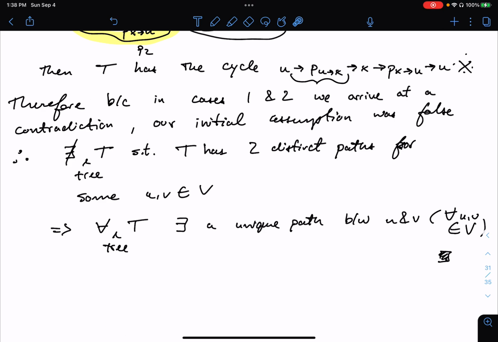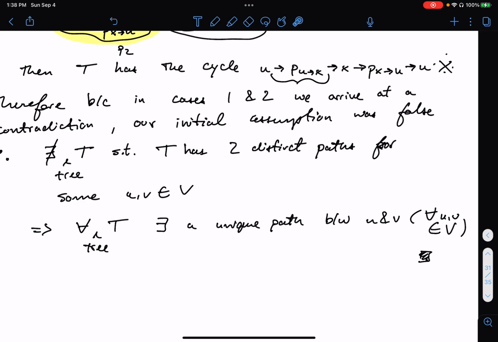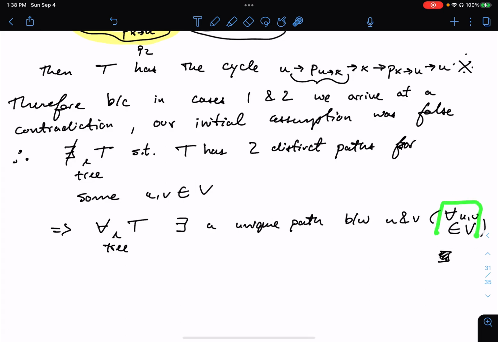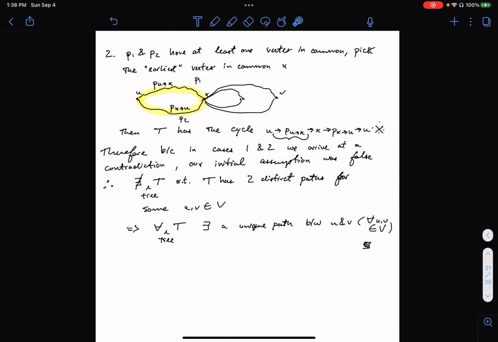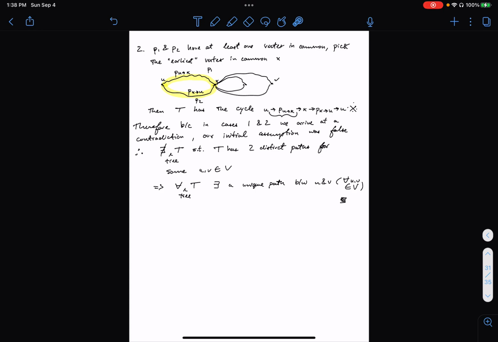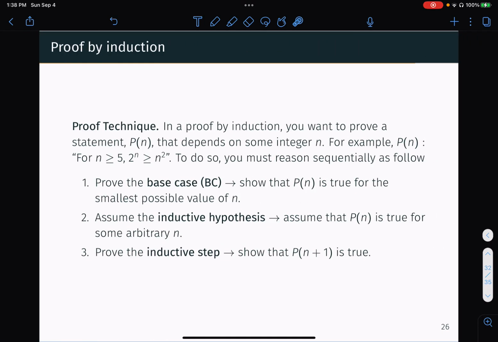And because U and V were arbitrary, now I can claim this for every vertex. And also because T was arbitrary, I can claim this for all trees. And so that's how I can conclude my proof. Excellent. So in the next video, we'll be talking about another very important proof technique, the proof by induction.